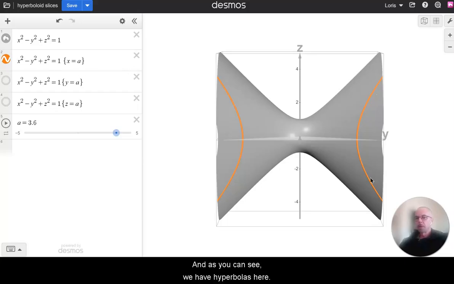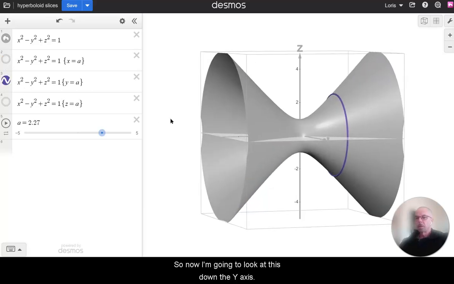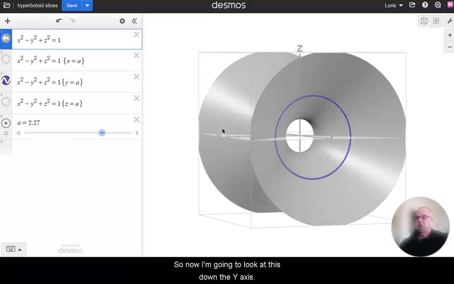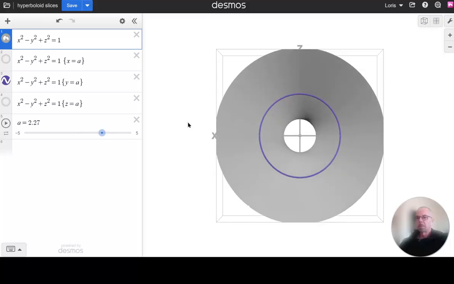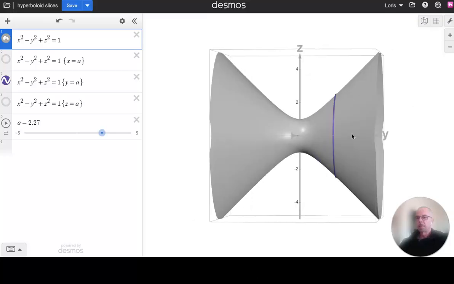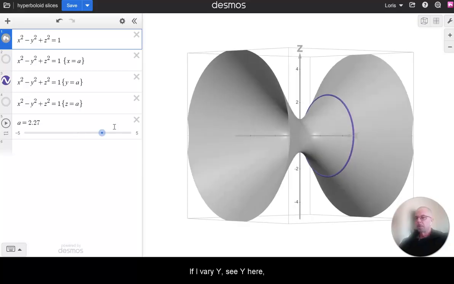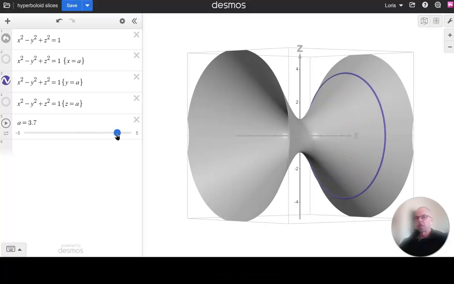So when x is a constant, if you look over here, that makes the rest of this a hyperbola. And as you can see, we have hyperbolas here. If you vary the value of x, you get a different hyperbola. Now, if we look at y, I'm going to look at this down the y-axis. This is now the zx plane, looking at it like this, right? If I vary y, we're going to make this a constant. Now the rest of this will end up being a circle. And so we get circles out of this, circles of varying radius.